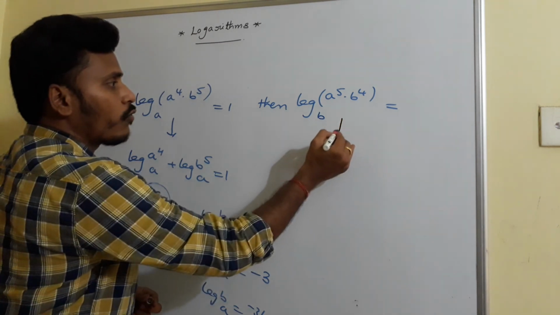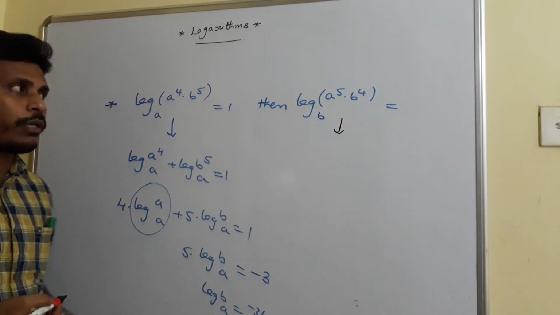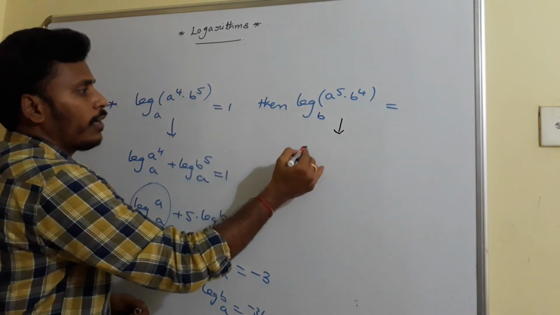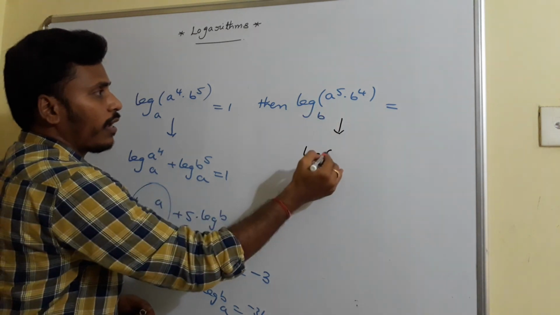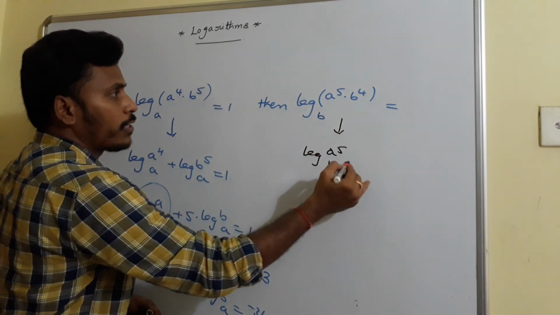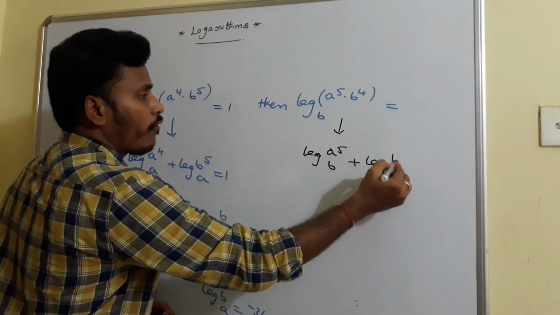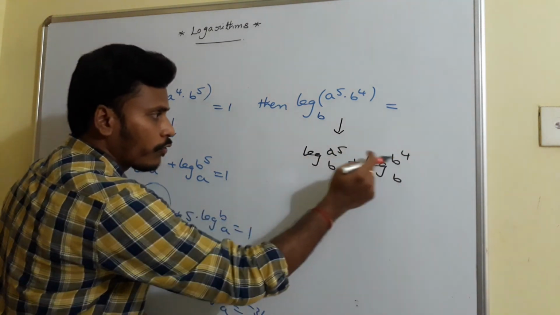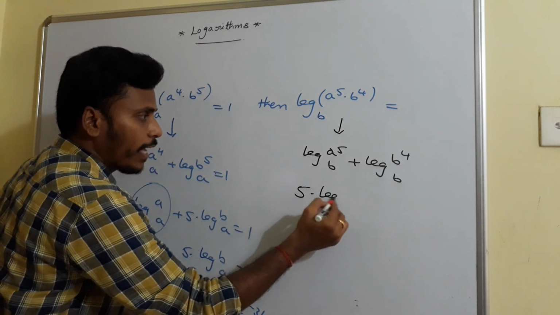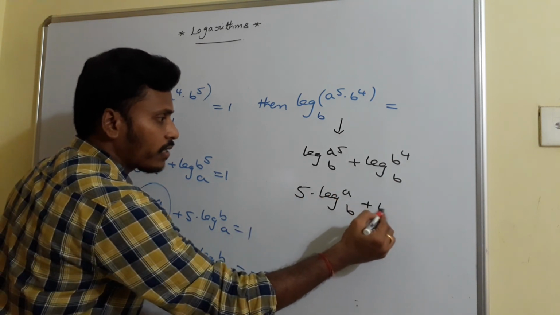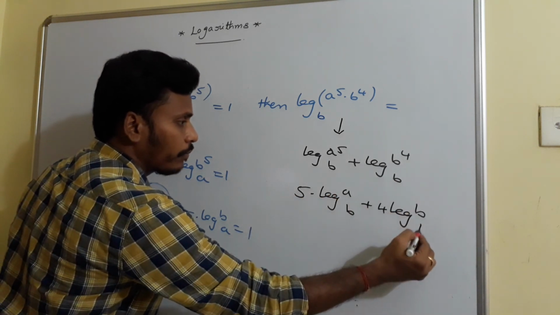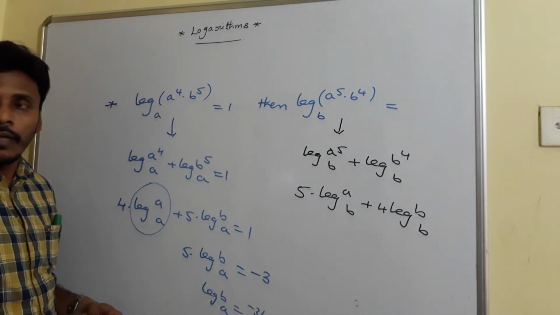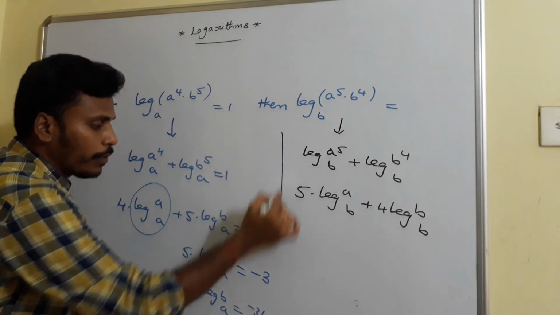Now I need to find this value, logarithm of A power 5 into B power 4 base B. Right? Now again apply the same thing, so you are able to express it like logarithm of A power 5 base B plus logarithm of B power 4 base B. Now send this 5 out as well as 4 out. It becomes like 5 log A base B plus 4 log B base B. See, this log B base B value is 1 and I need log A base B to find.